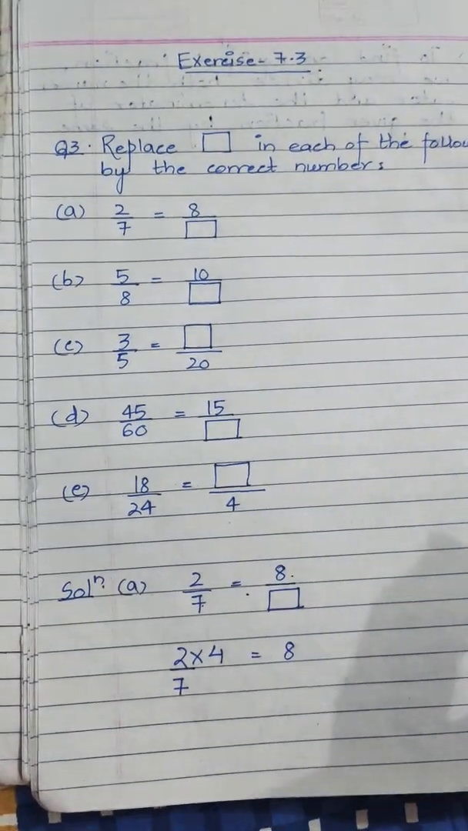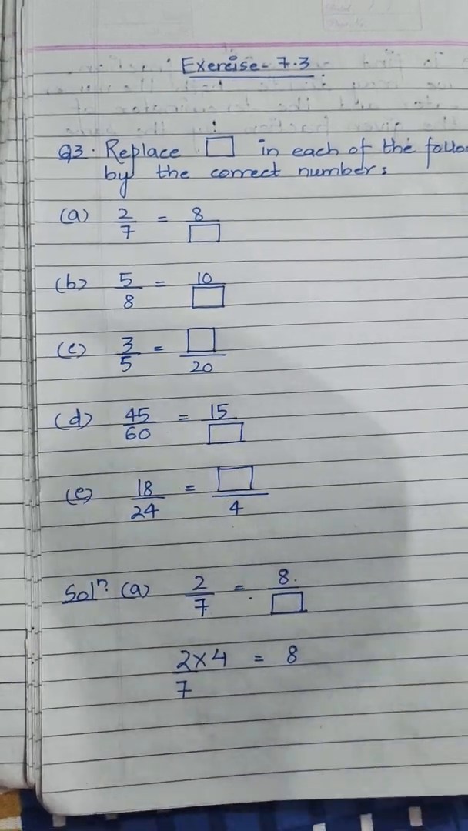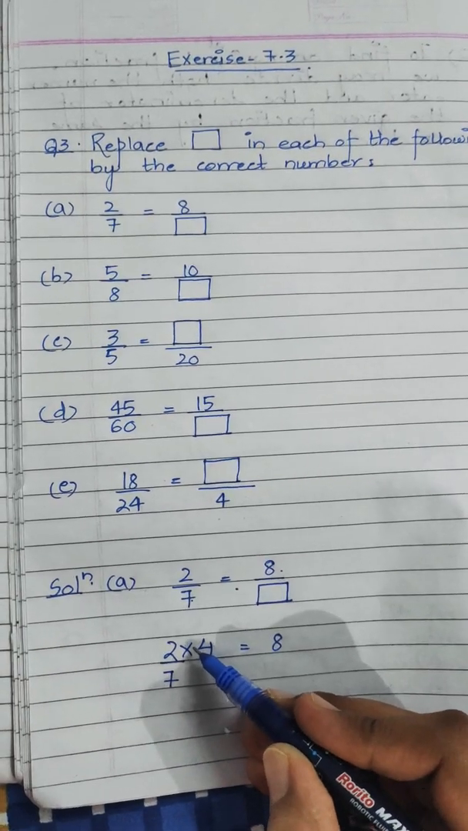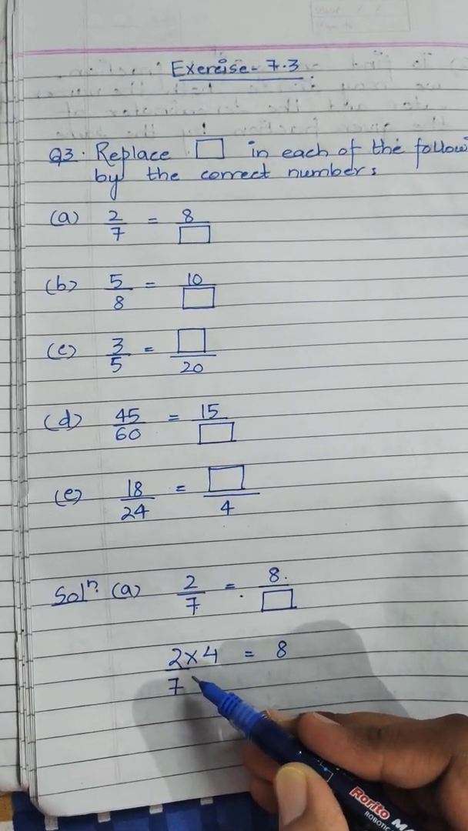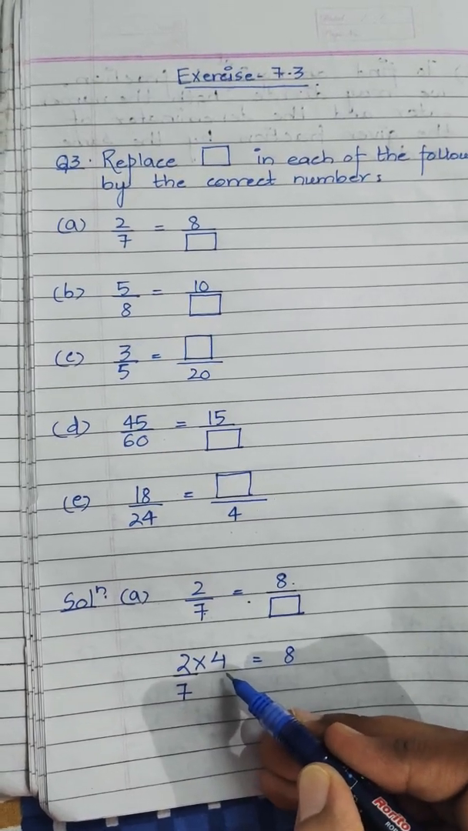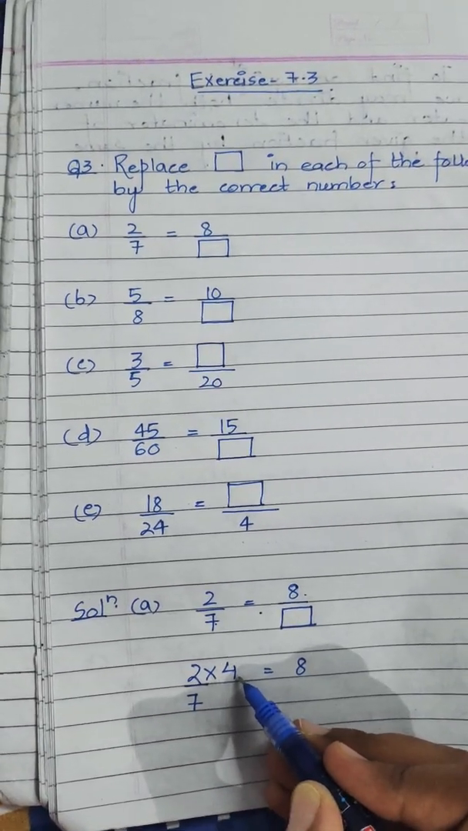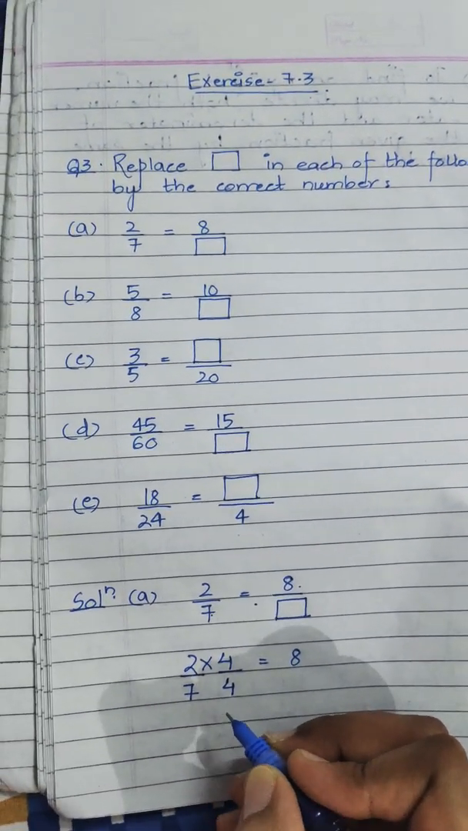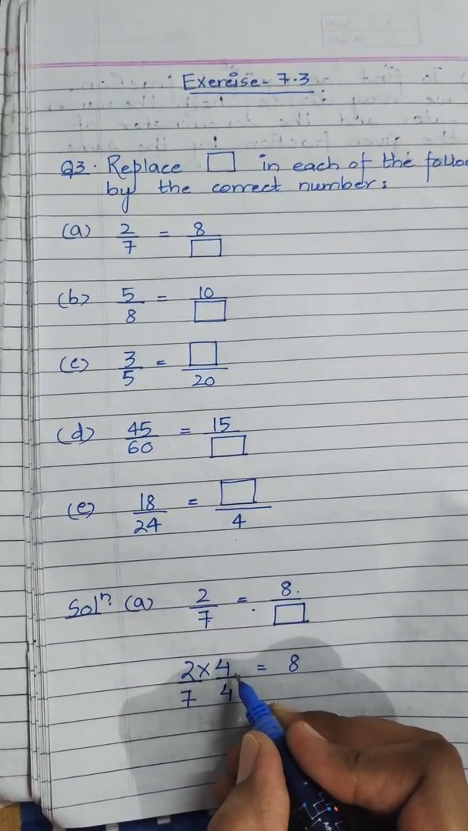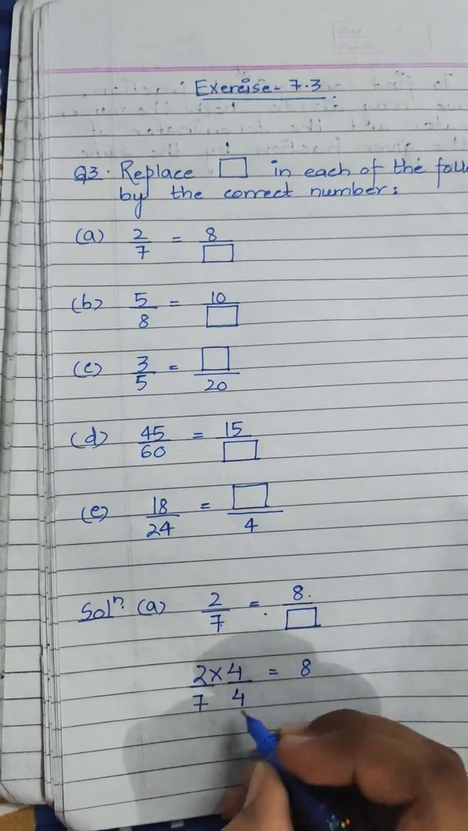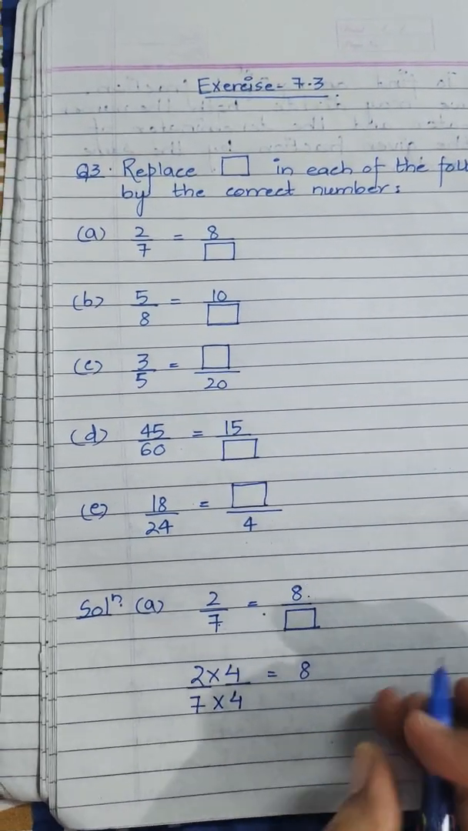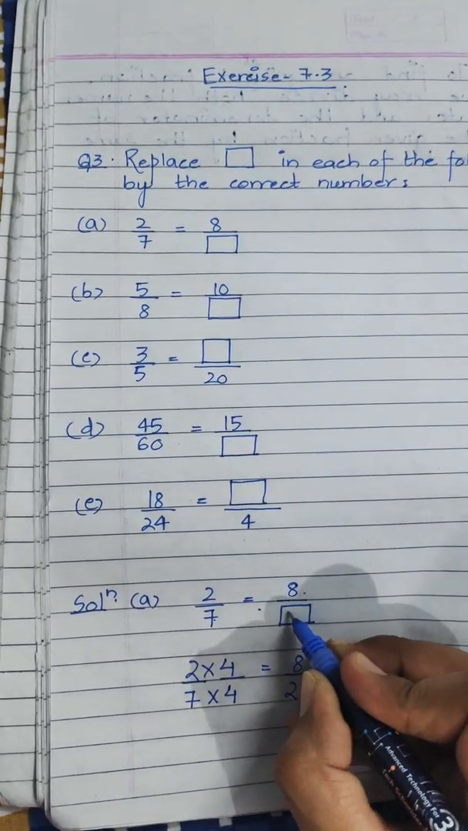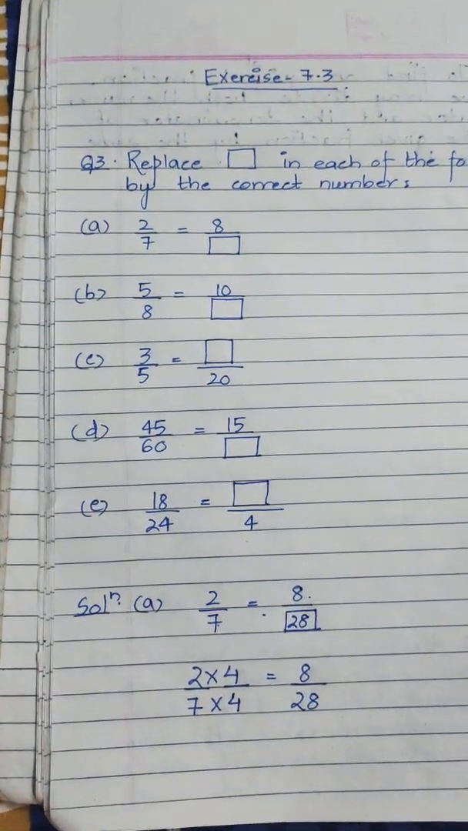Similarly, the denominator is 7. Just remember, as I have explained while cancellation, whenever we cancel any fraction, we always cancel the numerator and the denominator with the same number. Similarly, I am going to do the same in this question also. I have multiplied 2 with 4, so I will be multiplying the denominator, that is 7, with 4. Remember that when you multiply the numerator with any number, the same number will be multiplied with the denominator. So 7 into 4 will be 28. So the value of this box is 28.